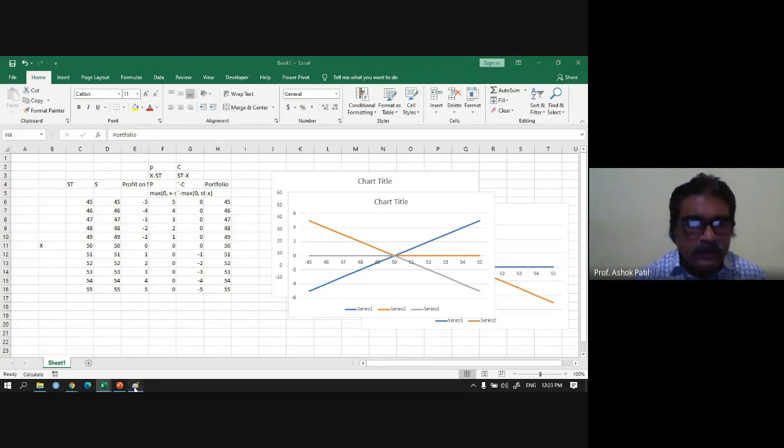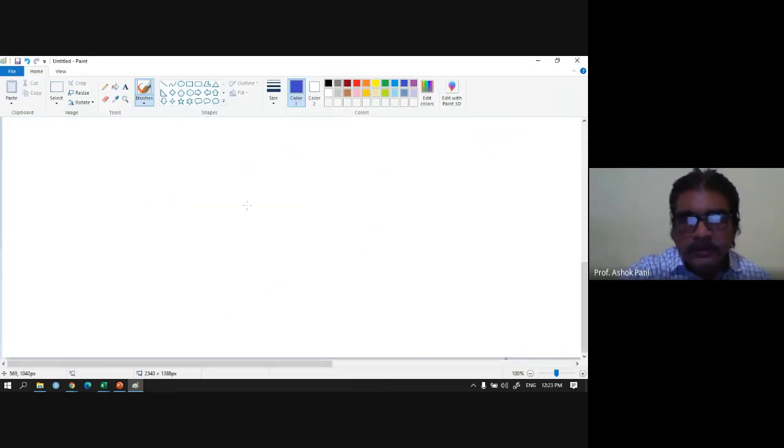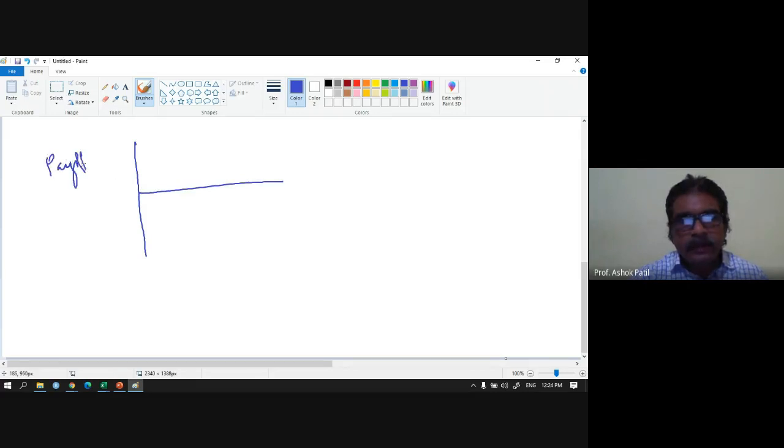So look at what is happening here. If I'm going to draw the diagram, this diagram is the payoff diagram. Okay. And the payoff diagram is what I'm looking at. This is my long put. Okay. And now if I put the short call, it is this. This is my payoff diagram there.